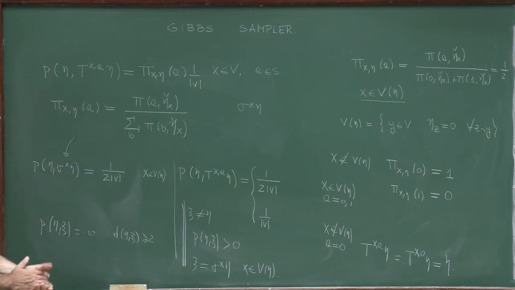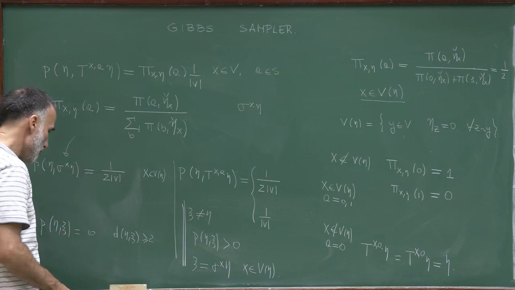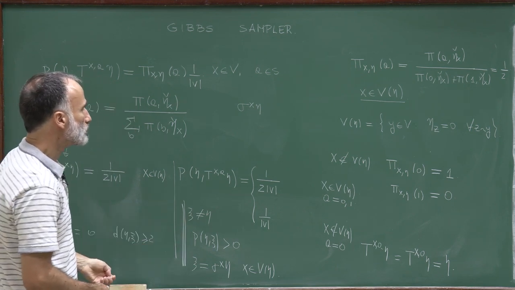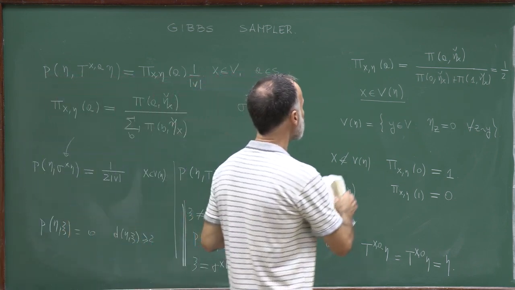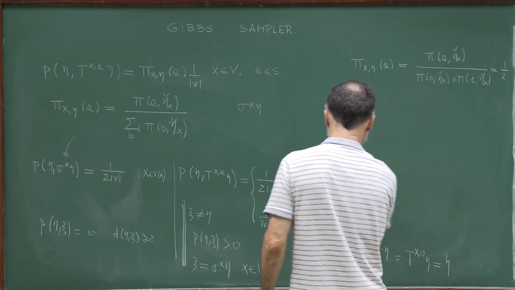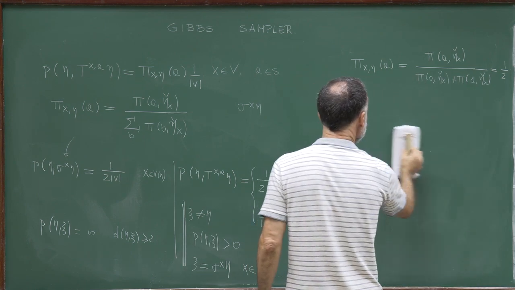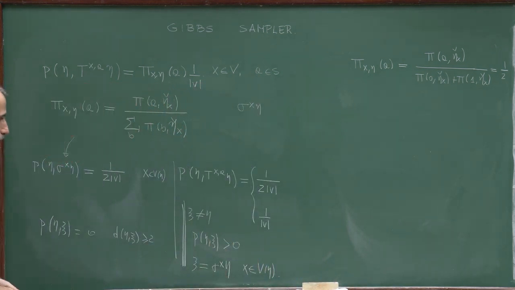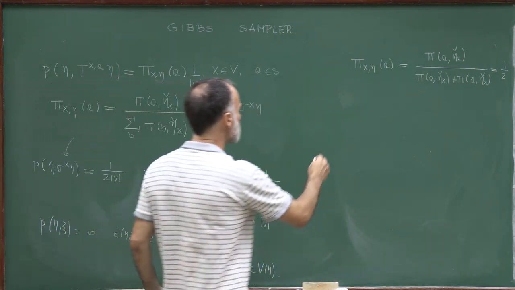Here is this probability. So I'm assuming that xi is different from eta. So let me erase, to make the proof of this claim clear. So I'm taking xi different from eta.